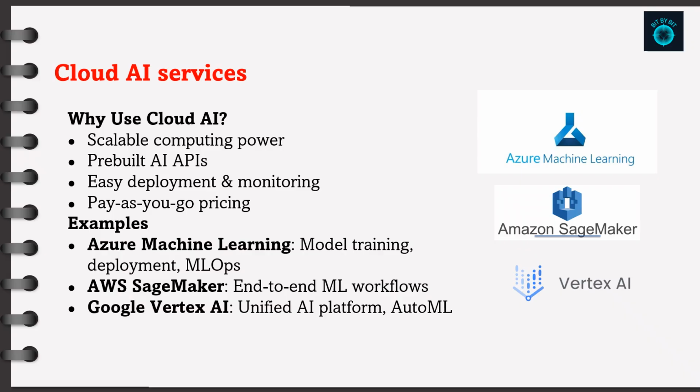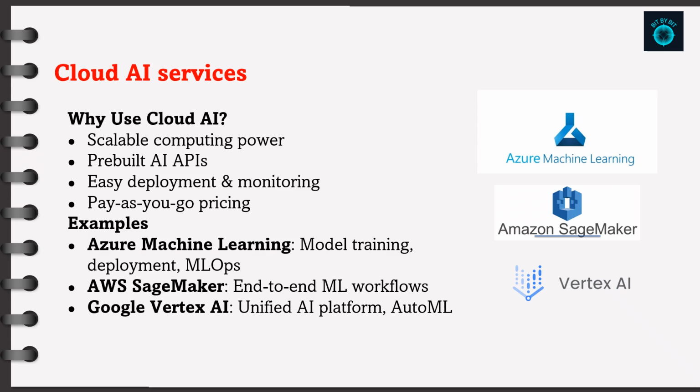Azure Machine Learning is Microsoft's cloud AI platform. It supports custom model training, automated machine learning, and full MLOps pipelines for managing models in production. AWS SageMaker from Amazon is an end-to-end machine learning service. It handles data preparation, model training, tuning, deployment, and monitoring, all in a single environment.